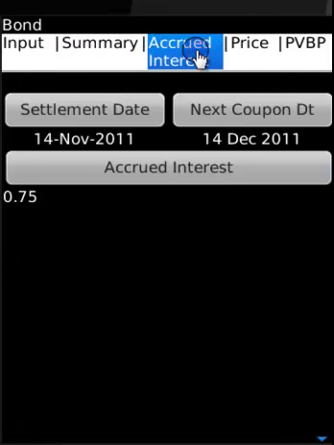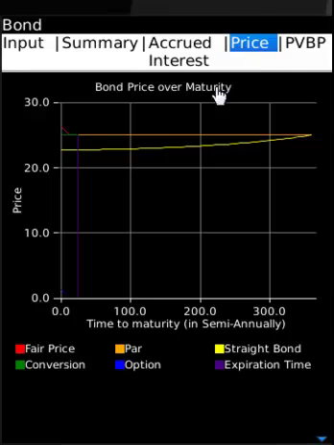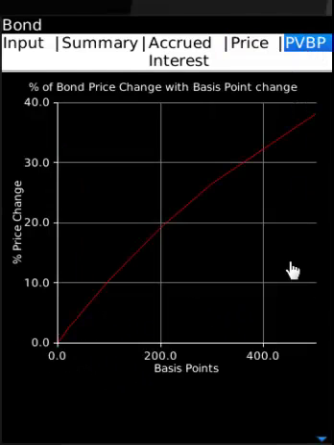We see the option value, accrued interest we can accordingly calculate, and then the bond price chart. Here we see fair value. This is the expiration date, and then the par, straight bond value, conversion value. The green portion is conversion value, and here the option value. This is the price value of a basis point.